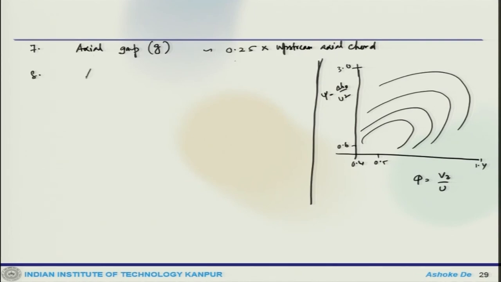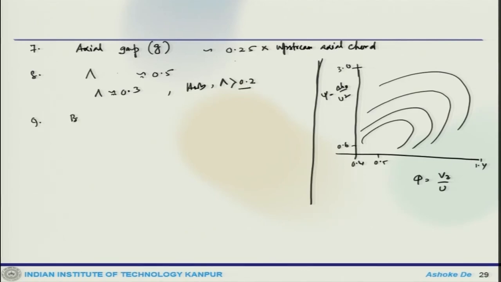Now degree of reaction. For best efficiency this should be around 0.5, but if the blade temperature is borderline with respect to creep or oxidation, then this can be 0.3 or a half. This should always be greater than 0.2.